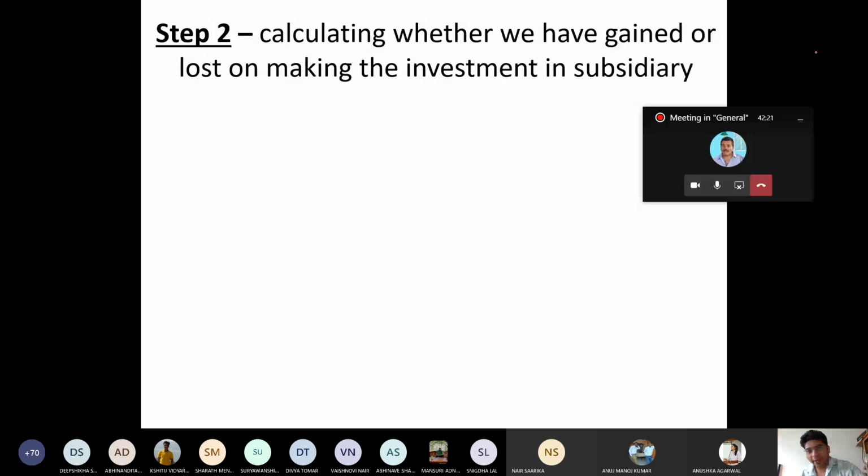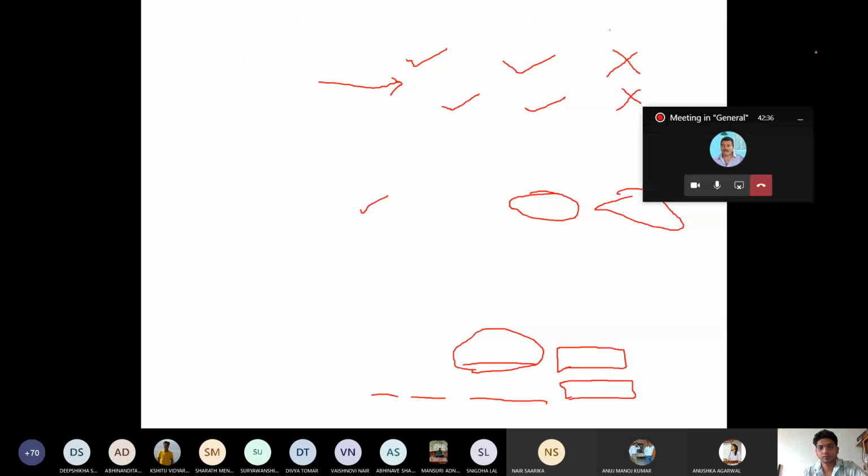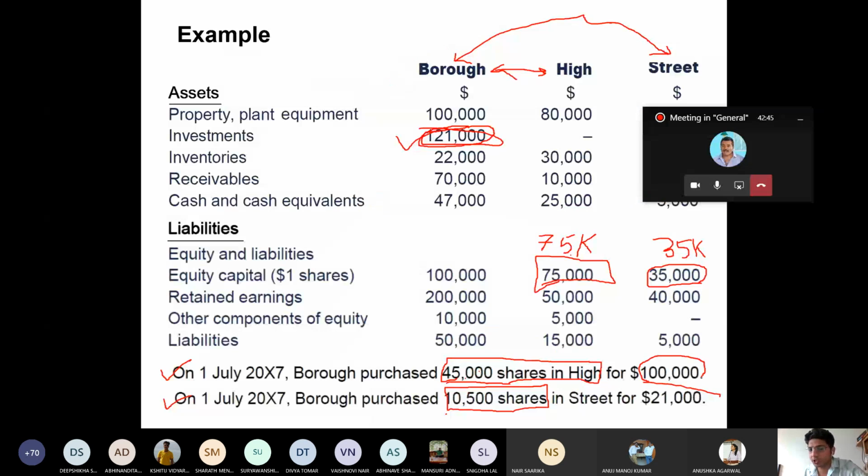So by paying that amount, have I gained or lost on my investment? The investment that I have made in the subsidiary, have I gained or lost on that investment is what we have to see. For example, in our example, Burrow purchased 45,000 shares in High for 1 lakh. That is, Burrow purchased 60% shares for $100,000.